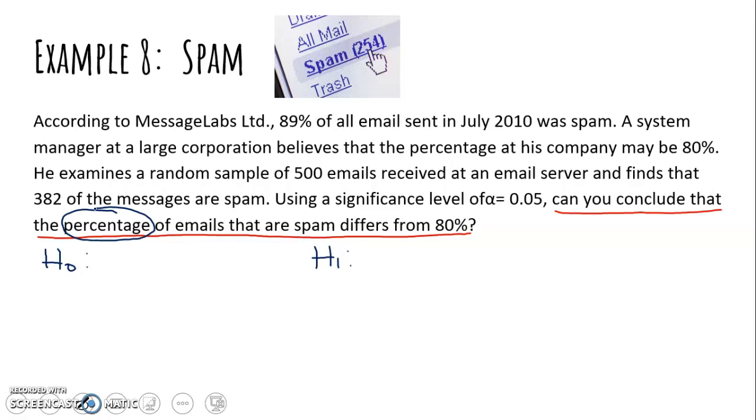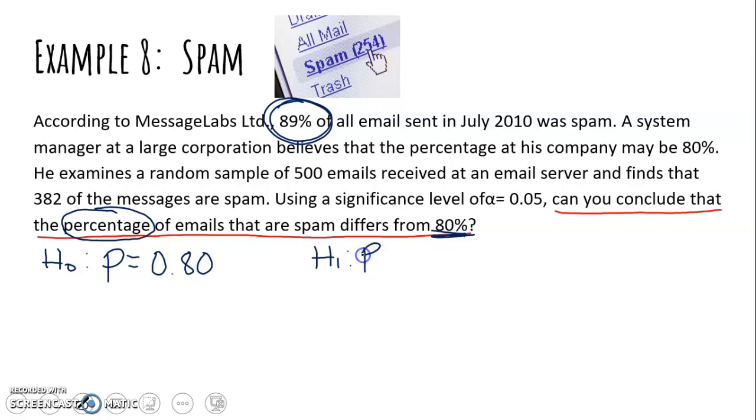Now, I know up here they gave you this 89%. Sometimes they just give you extra information. That was the spam back in July 2010. Oftentimes that would be what we would use in our null and our alternate statement, because it would probably be related to the claim. But if you look in the claim, they used 80%. So we're saying for our claim that the proportion is equal to 80%. I'm going to go ahead and put 0.80. That's what I'm going to have to put in the calculator, so I'm going to go ahead and change it.